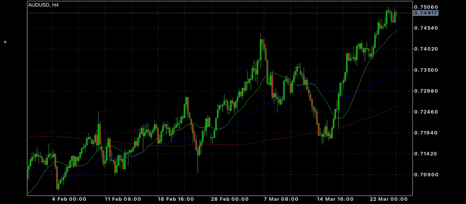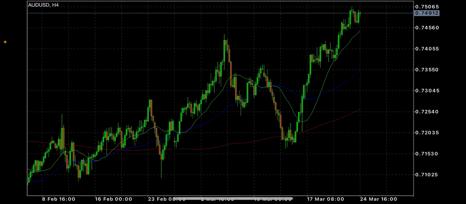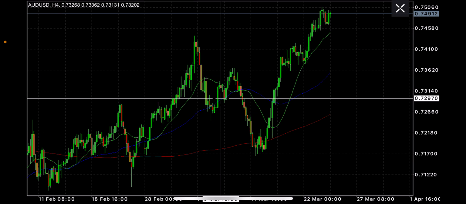Okay, now before we get to talking about what's physically going on the chart, one thing we always like to do here is discuss what's happening with each currency. Now, this is a little tricky situation with the AUD because there's been absolutely no economic news scheduled for the AUD for this whole week.